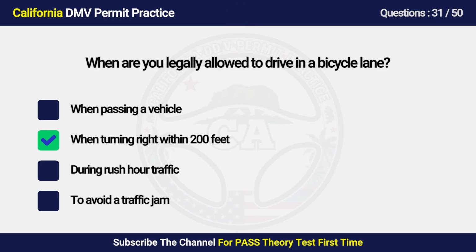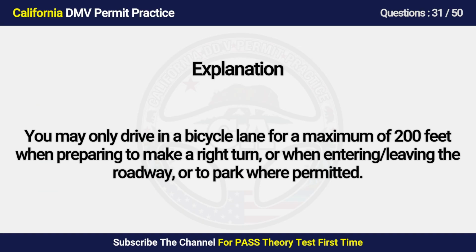Answer is B. When turning right within 200 feet. You may only drive in a bicycle lane for a maximum of 200 feet when preparing to make a right turn, or when the roadway is blocked, or to park where permitted.